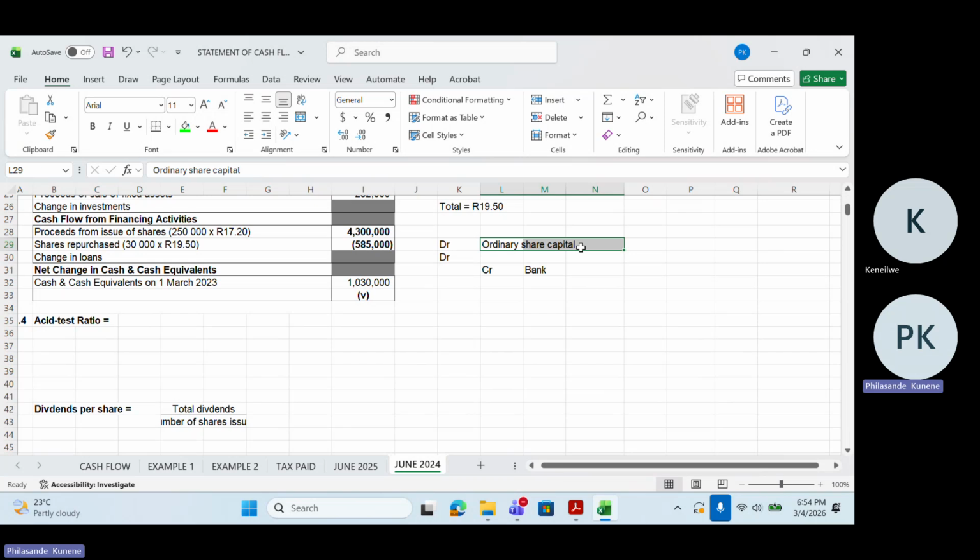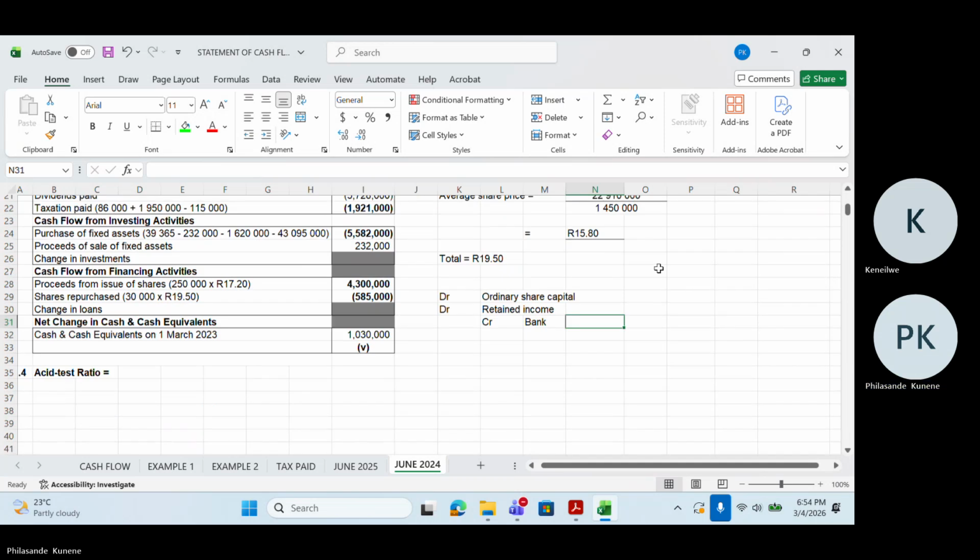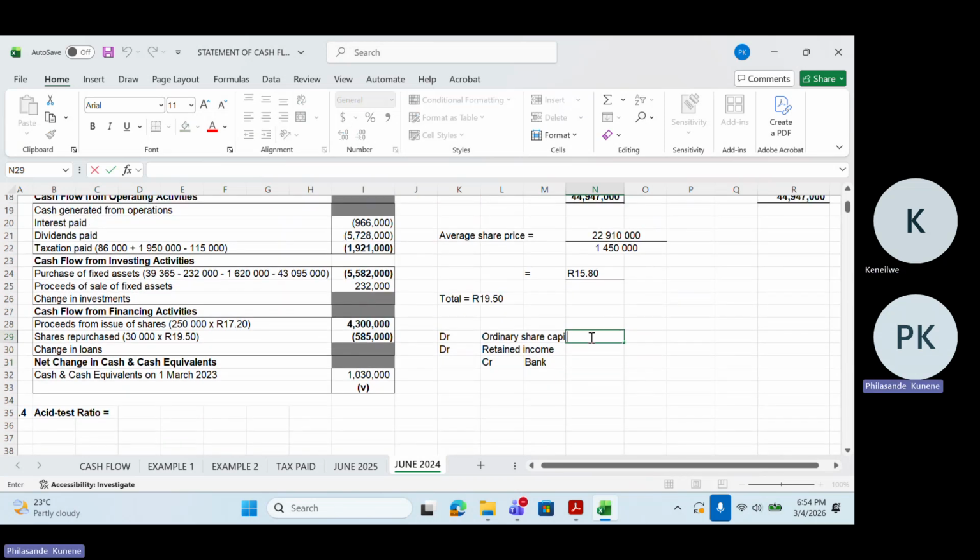And then ordinary share capital, is it increasing or decreasing when you're buying shares? Decreasing. Since ordinary share capital is an equity account, does it decrease on a debit or on a credit? Debit. Exactly. So this one is correct, and then retained income has to be here. So this journal entry will always be like this.